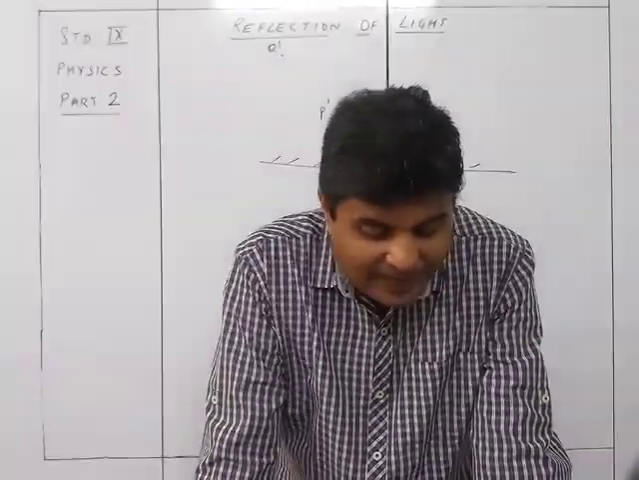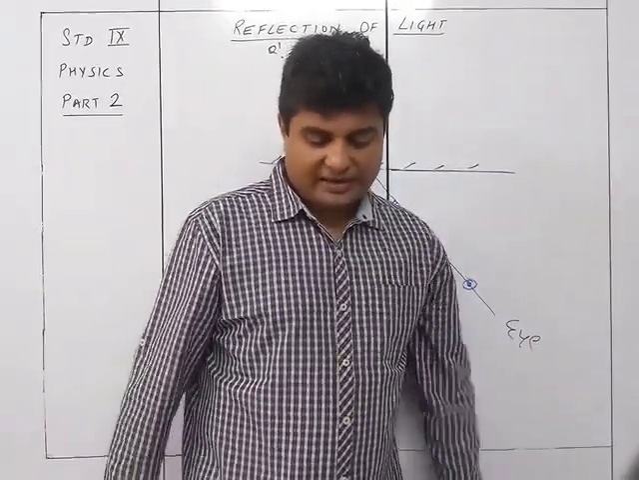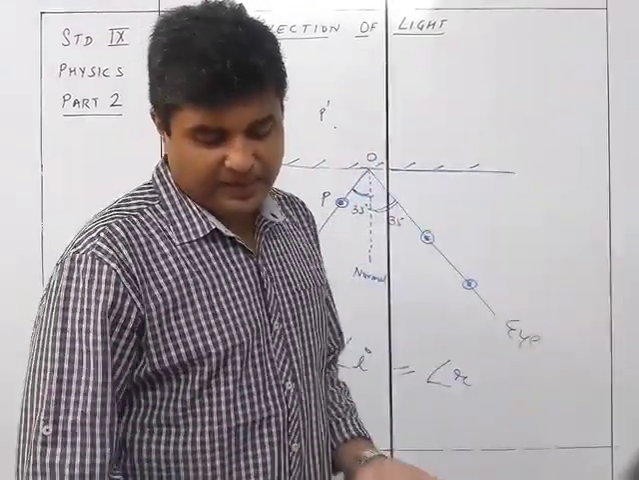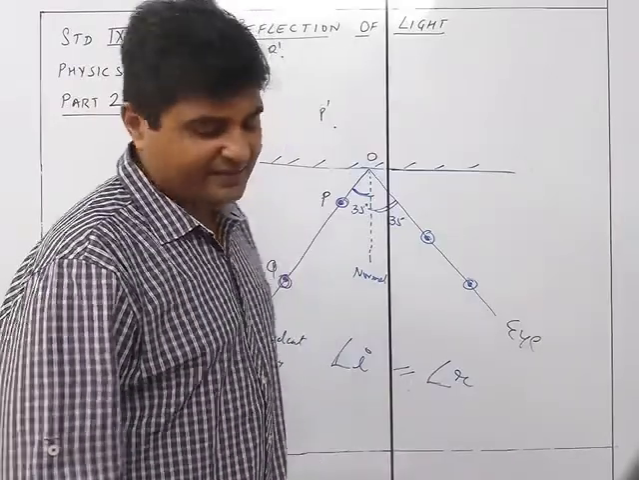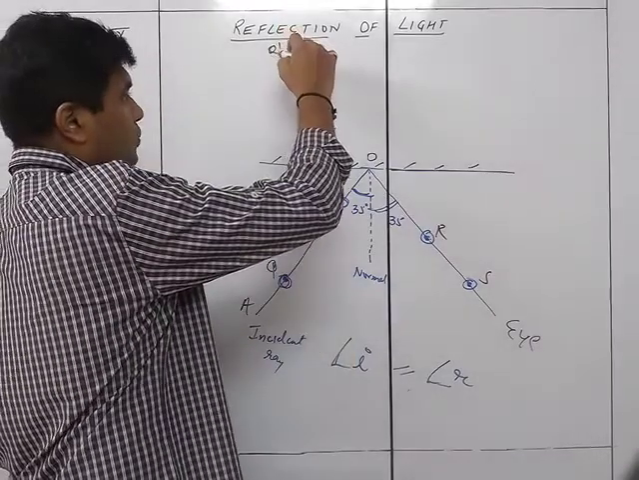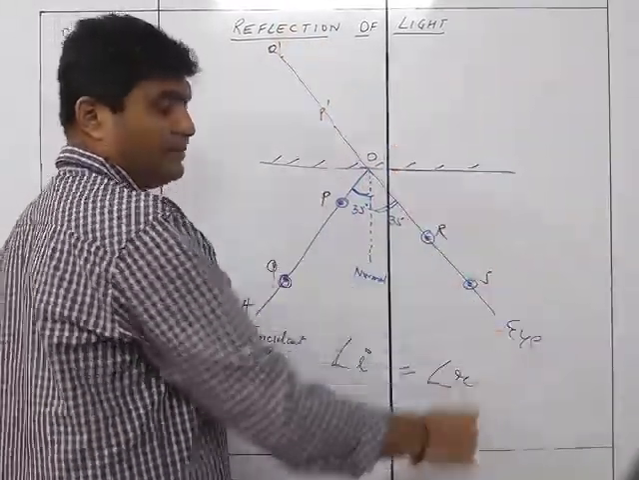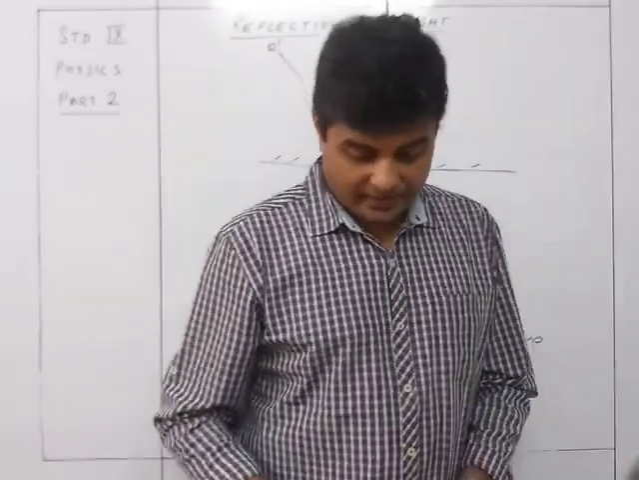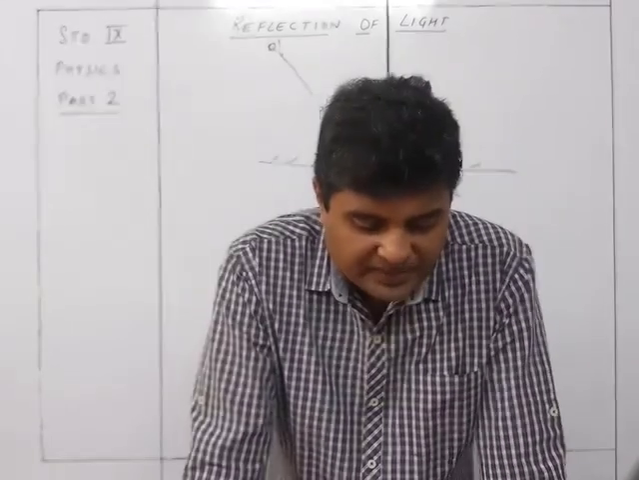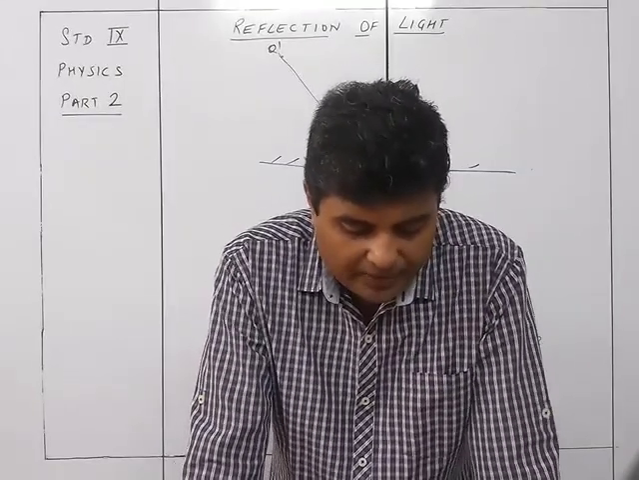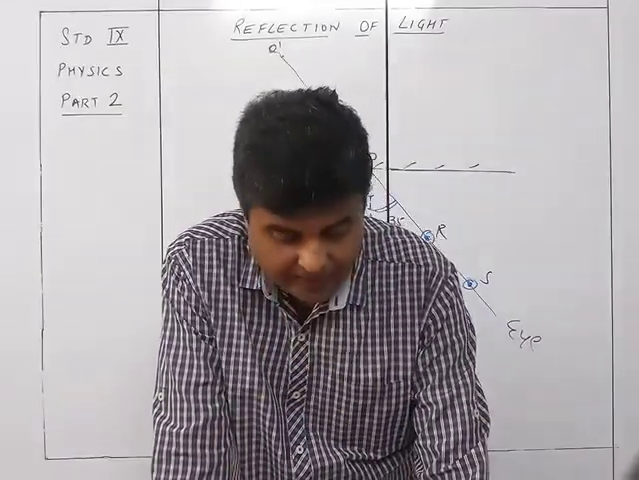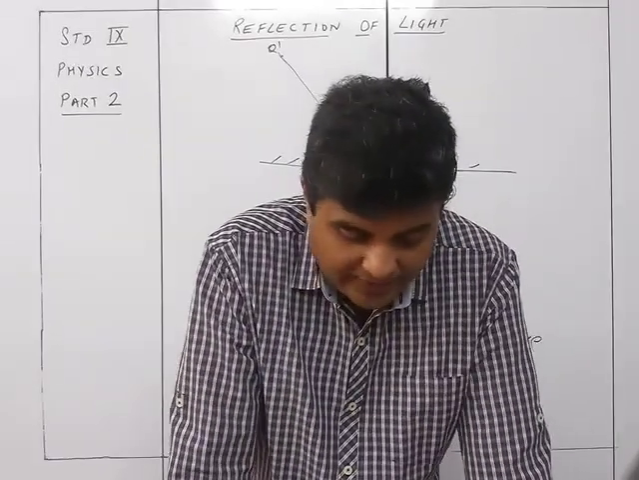Now fix pin R such that it is in line with images P dash and Q dash observed in the mirror. Now fix another pin S such that the pin S is in line with R as well as P dash and Q dash. So it is P dash, Q dash, this is R and this is S. All of them, R and S, are in the same line. Draw small circles on the paper around the position of the pins as shown. Remove the pins and draw the line OB joining the point O and the pin points S and R.